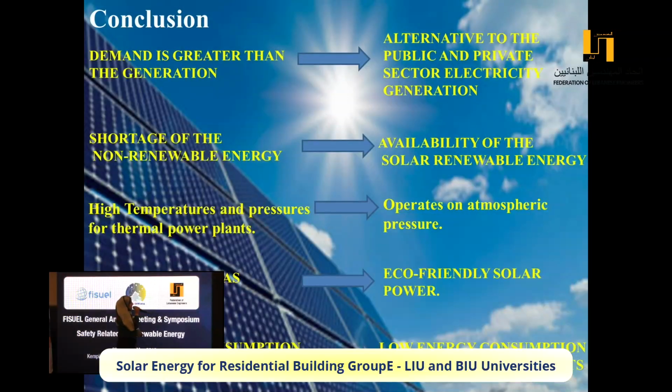Finally, demand is greater than the generation, so an alternative solution is necessary, given the shortage of non-renewable energy. We have a lot of solar renewable energy in Lebanon, as Lebanon is characterized by 300 sunny days, as UNDP said in reports. This system doesn't need high temperature or high pressure like thermal power plants. It has no emissions, low operating costs, no noise, is odorless, and is eco-friendly.